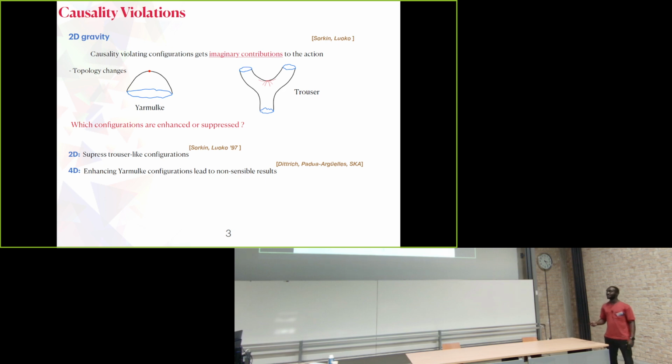And Rafael and Lyoko already postulated that the trouser-like configurations are suppressed, and it was based on the sign. And also in 4D, we have done some work in effective spin foams, and we saw that actually if you enhance Yarmulke configurations, these lead to very nonsensical results. So there's this question: which configuration should be enhanced, which configuration should be suppressed? And the question I want to ask is whether there is a general formalism for this. So this is the theme of the talk.